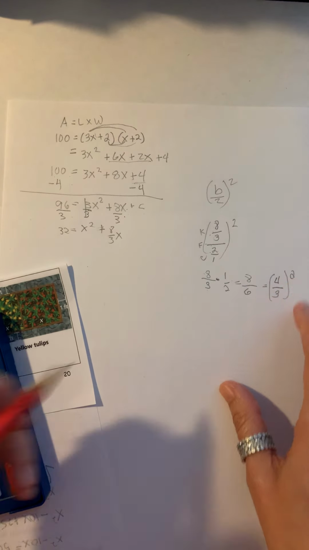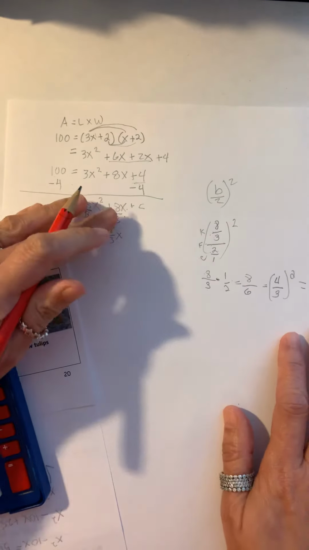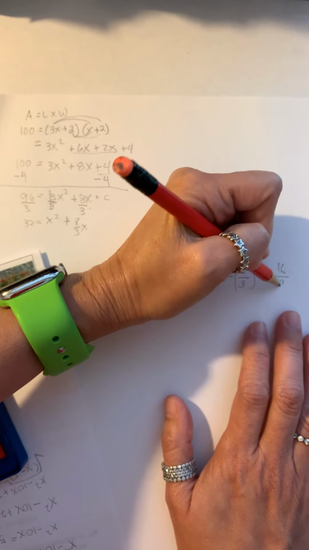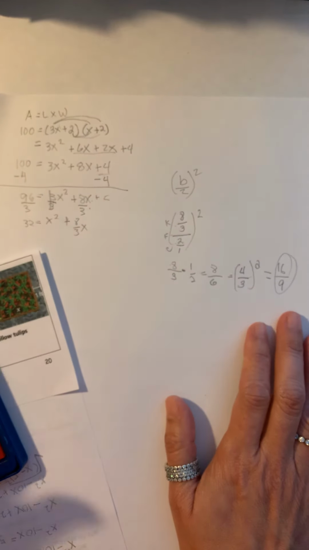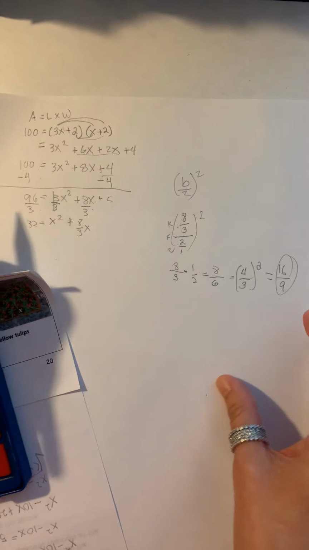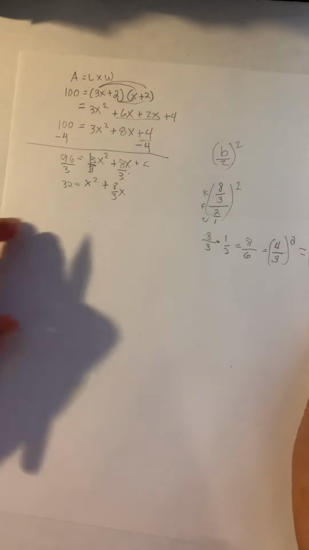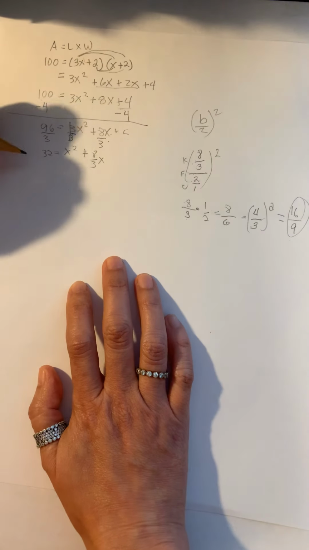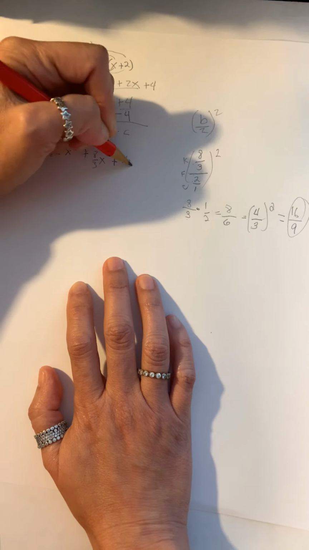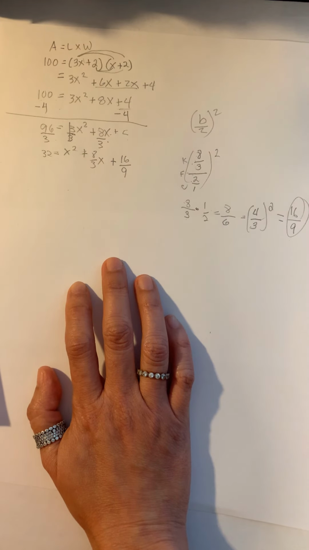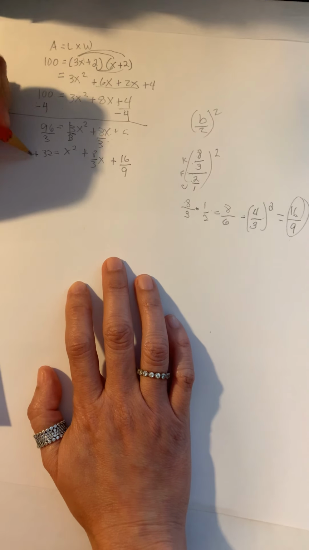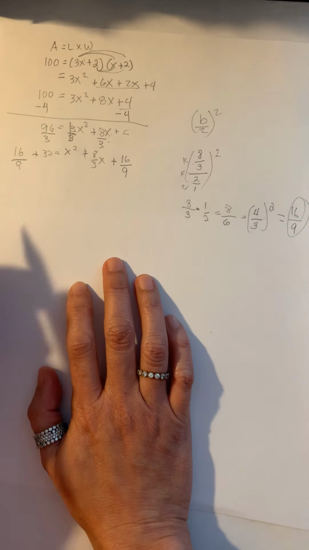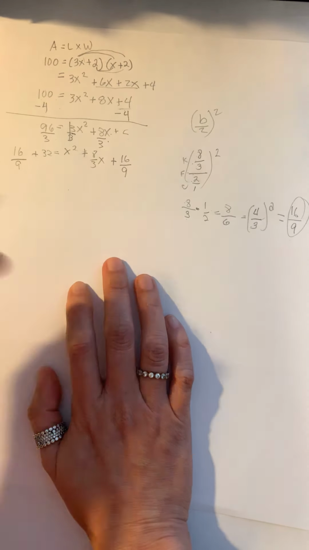So 4 times 4 is 16, and 3 times 3 is 9. Here's my C, as we call it. All right, so remember that 16/9. I'm going to slide over here. So that means I'm going to add 16/9 on this side, right? But whatever I do on that side, I got to do to the other side. So I'm going to add 16/9 to both sides.